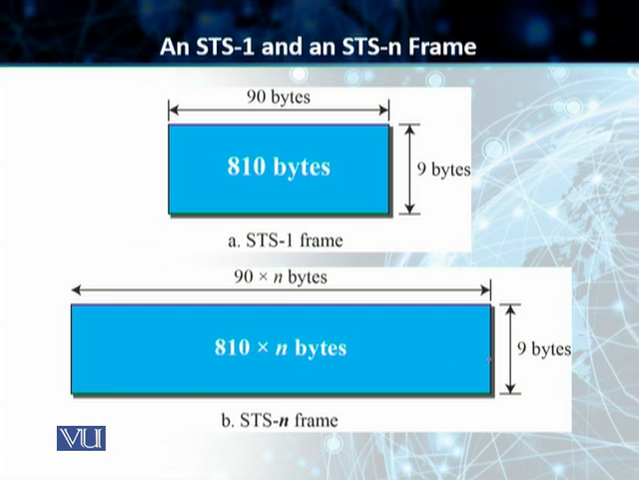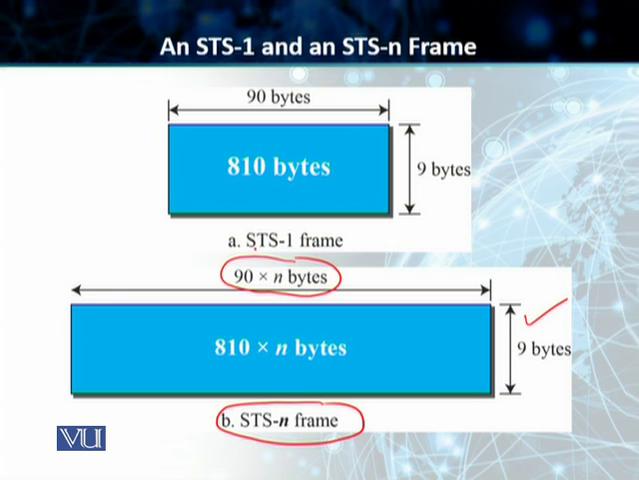Now, students, on the slide, you'll see the exact same concept that I explained to you. Look at the bottom figure first, the STS-n frame. You've got 9 rows, which consist of 9 bytes, and then you've got 90 into n bytes, which make up our columns. And so you have got 810 into n bytes. It represents how many bytes we are going to have in our particular STS signal.